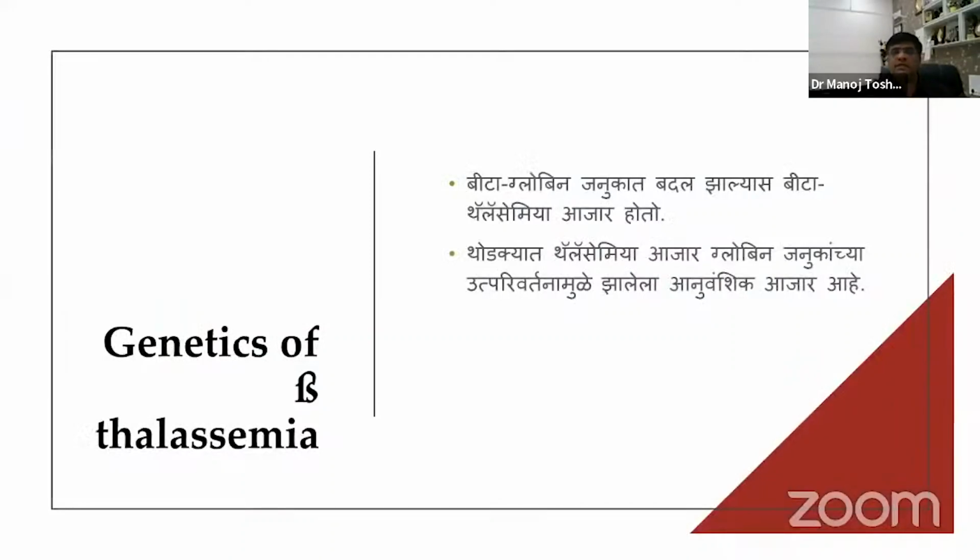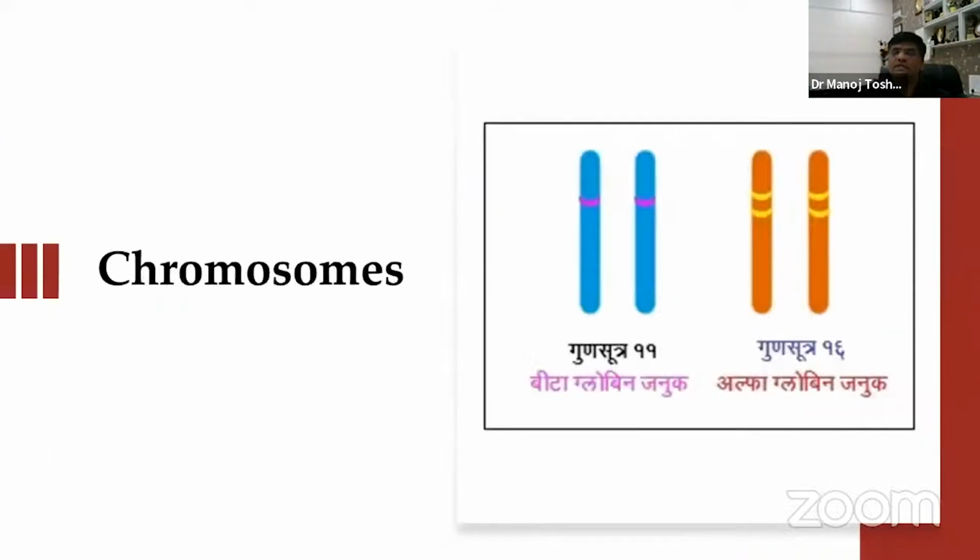In genetics, whenever these chromosomes are damaged, they can have a point mutation, a missense mutation, and various other mutations which can lead to the decrease or absence of globin chain.